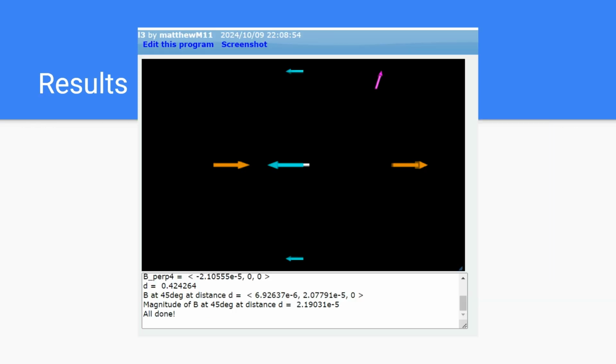This was the code that I used in order to program the lab and plug in that mu value, the magnitude of it, as well as other different things in different scales and distances, which ultimately resulted in the following results: a magnetic field perpendicular of negative 2.1 times 10 to the negative fifth at a distance of 0.424264, and the magnetic field at 45 degrees at distance d being 6.926 times 10 to the negative 6 in the x direction and 2.078 times 10 to the negative fifth in the y direction and 0 in the z direction. And the magnetic field at 45 degrees at distance d equal to 2.19031 times 10 to the negative fifth, and we used a distance of 0.369 meters here.